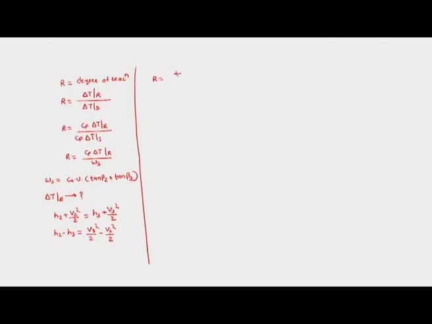So R is equal to half V3 square minus V2 square, divided by the shaft work or stage work. So R is equal to V3 square minus V2 square upon twice the shaft work. So we can go to the velocity triangle and then find out what V3 and V2 are.